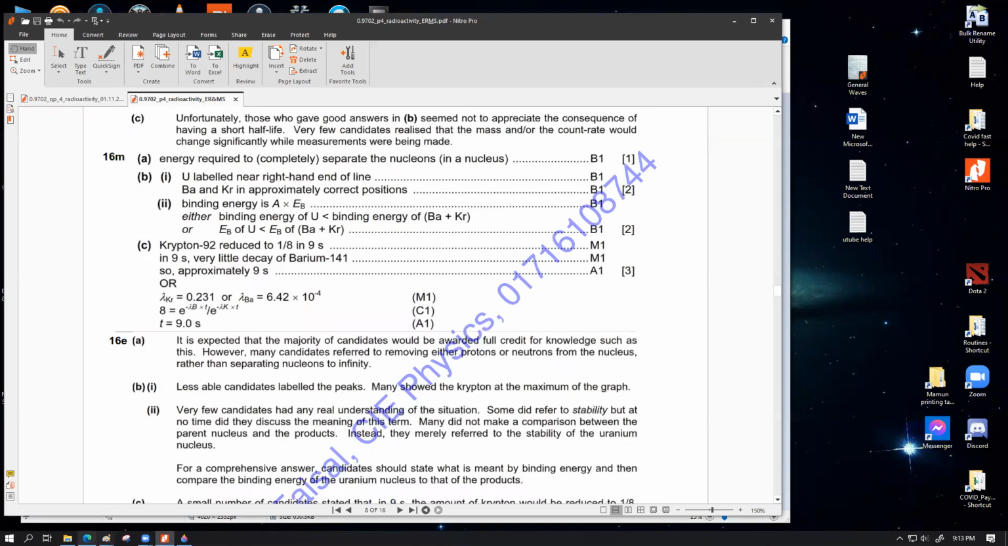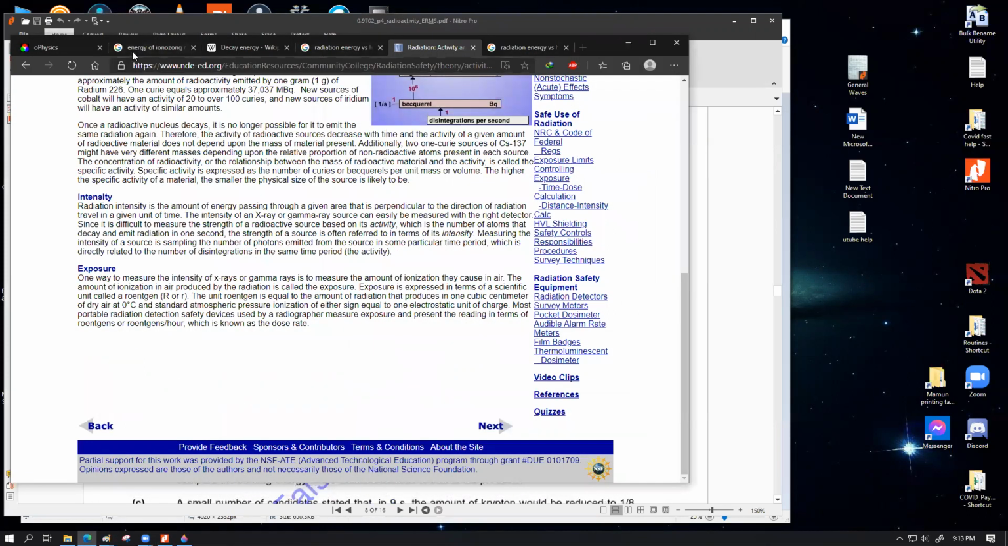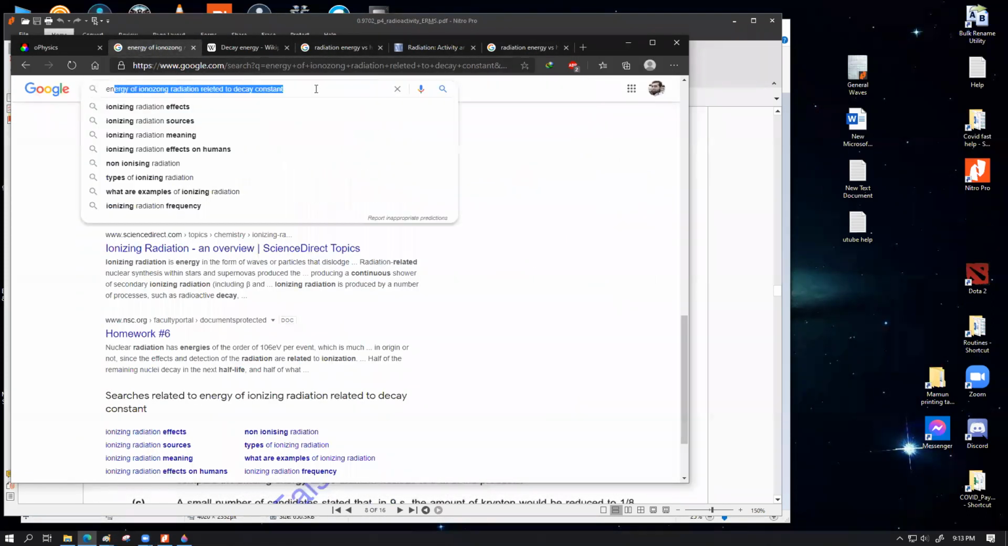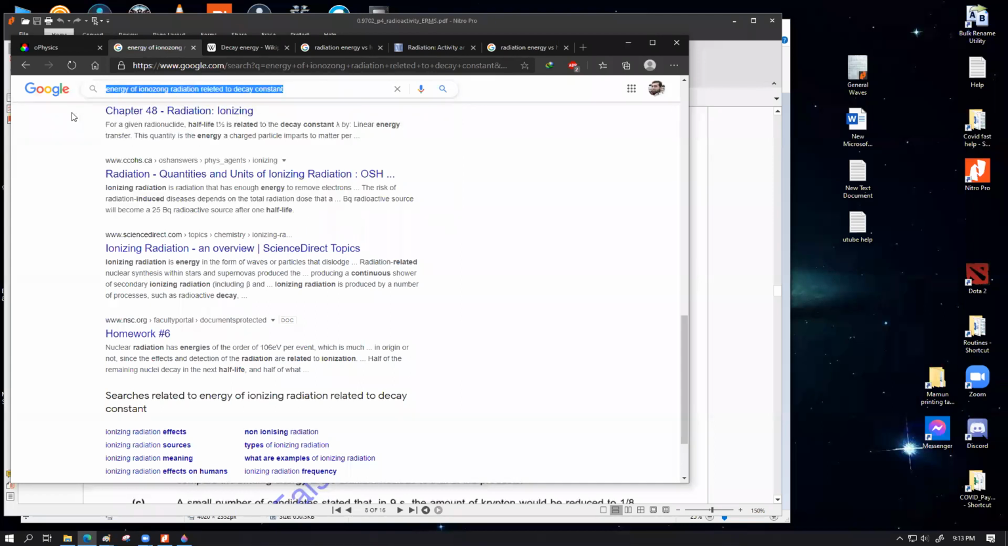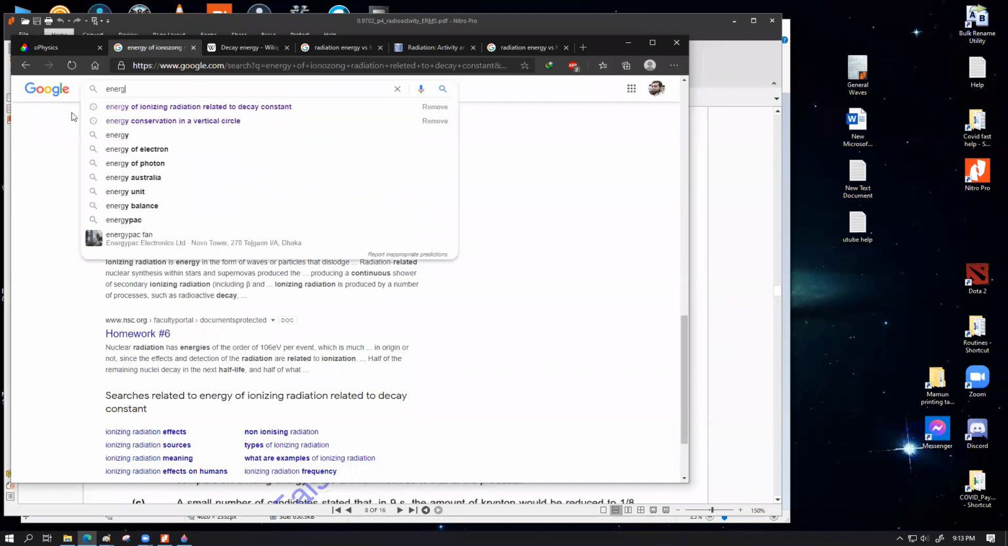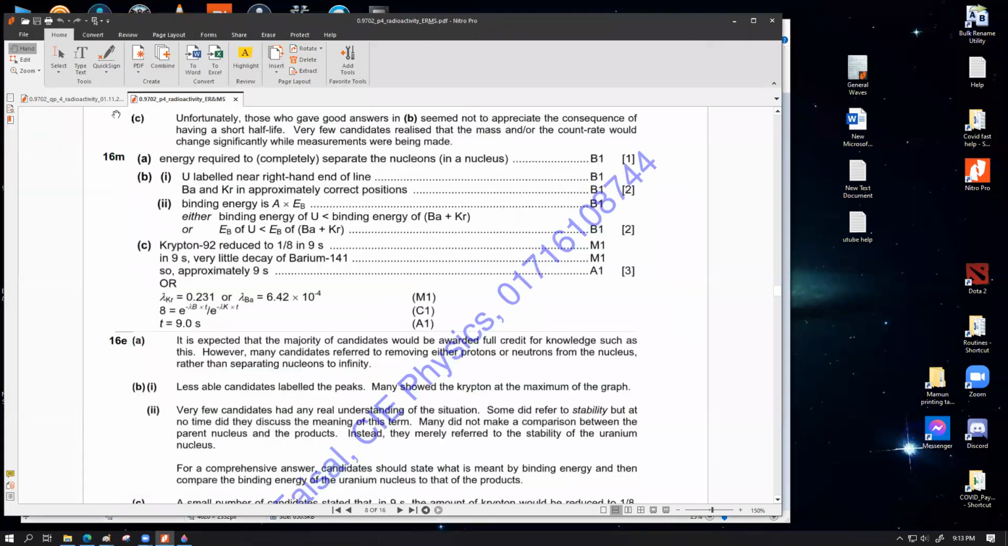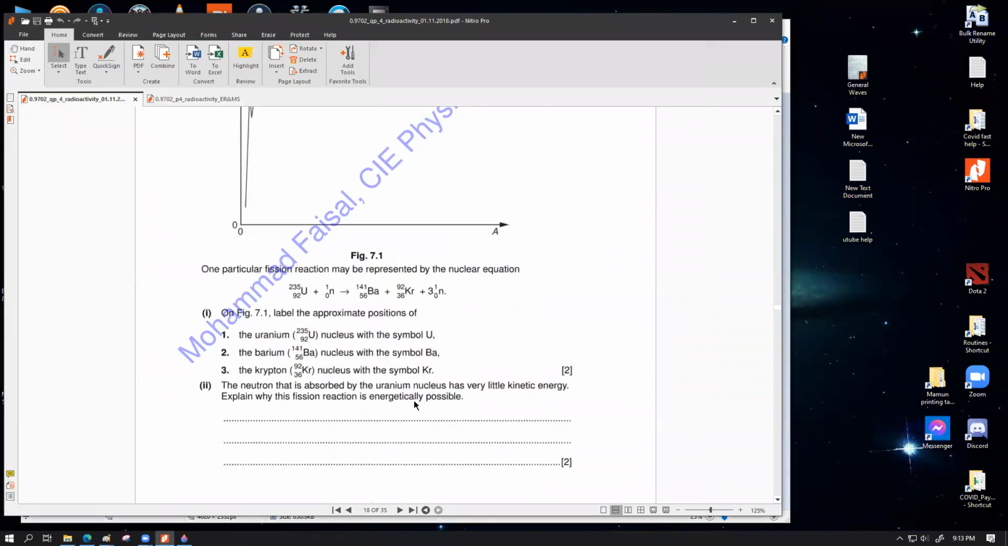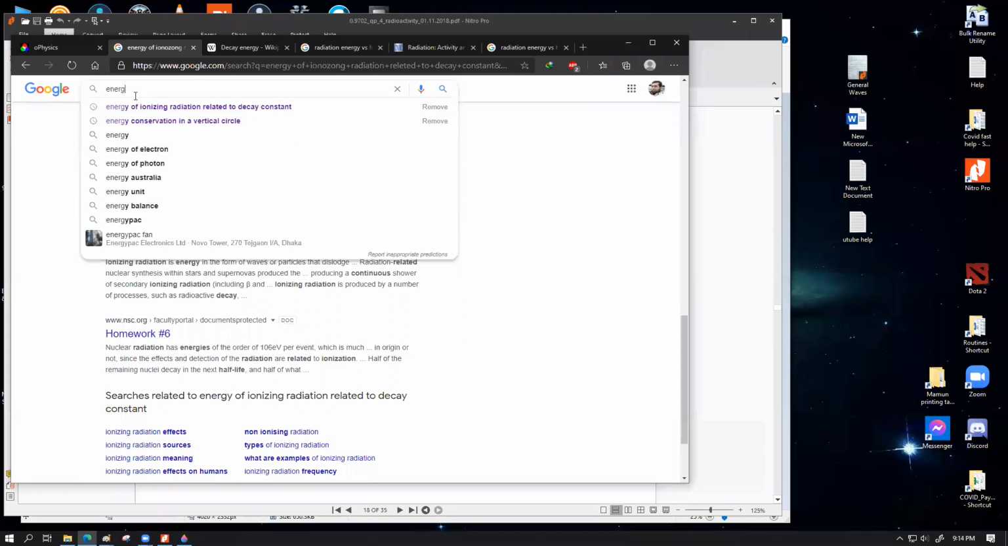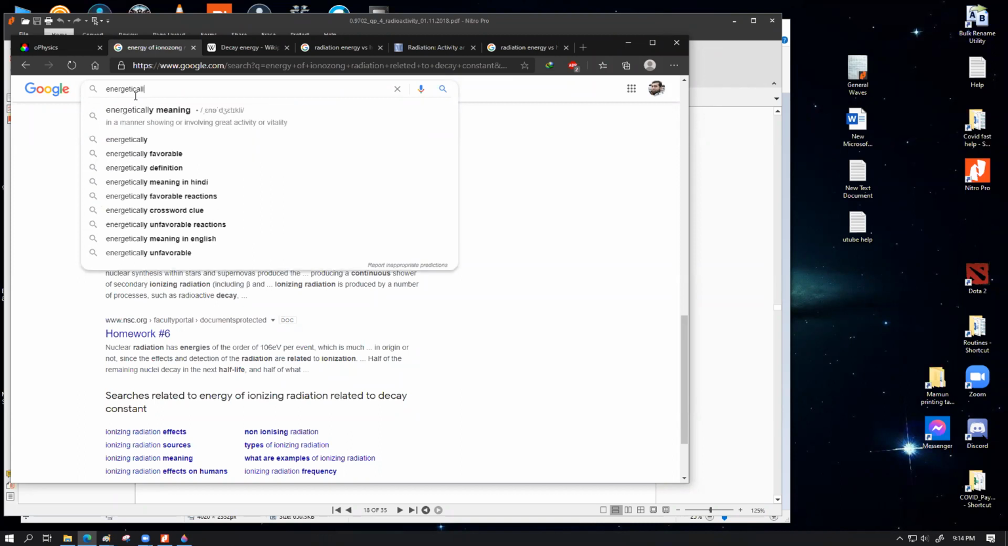One thing I can look up, because I actually don't know this information: what does it mean by energetically possible? What is the word? Energetically. Okay. Feasible, sir. Spontaneous.